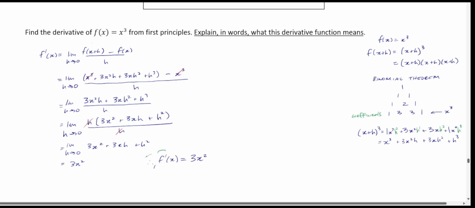So I will highlight this right here, and it says to explain in words what this derivative means. This means the slope of the tangent line as a function of x. So you input an x value, you'll get the slope of the tangent line. And this again is called the derivative.